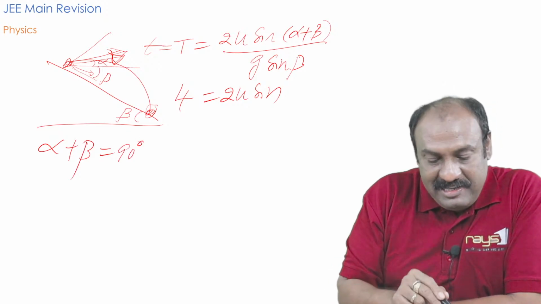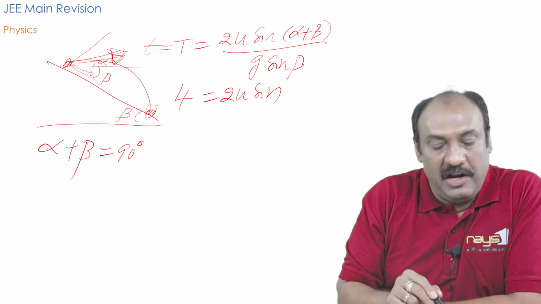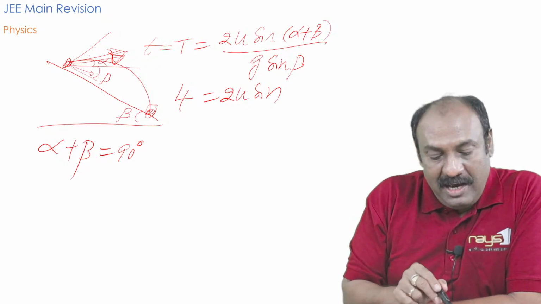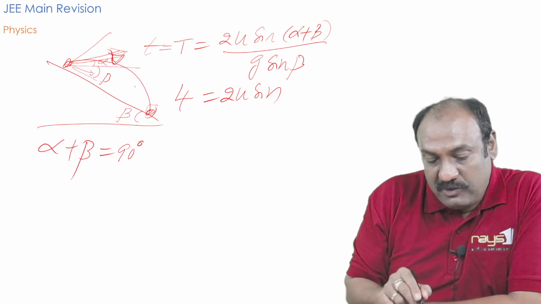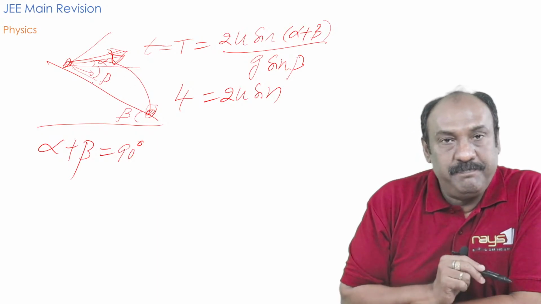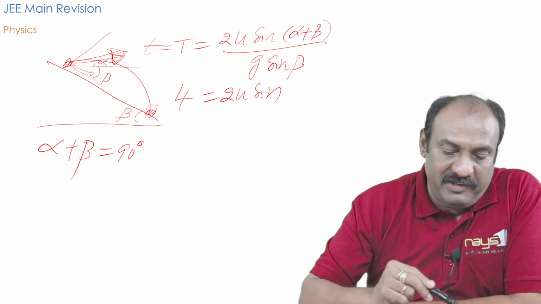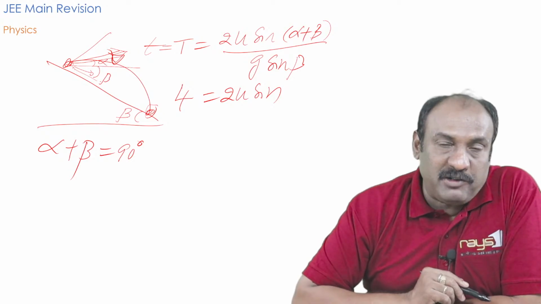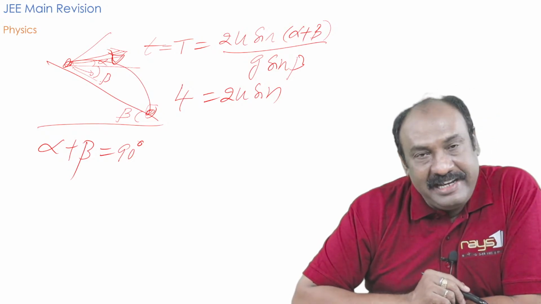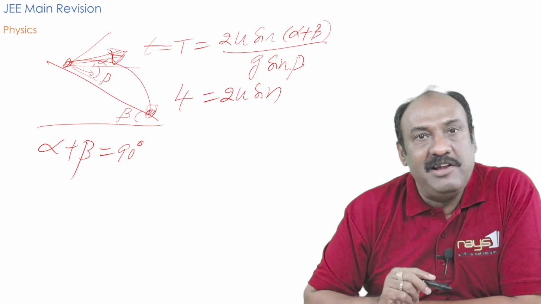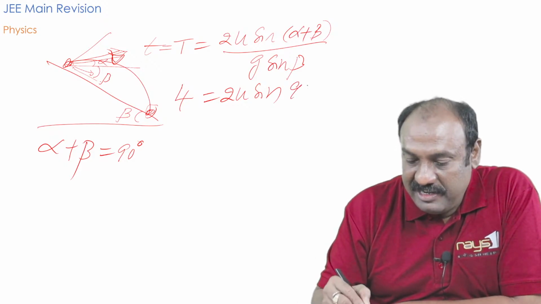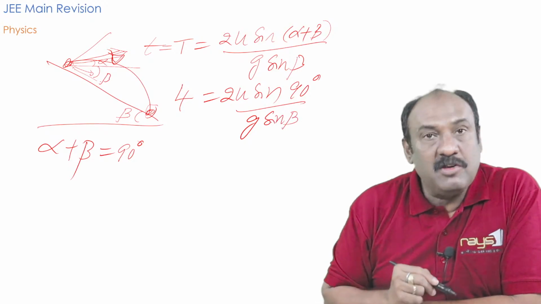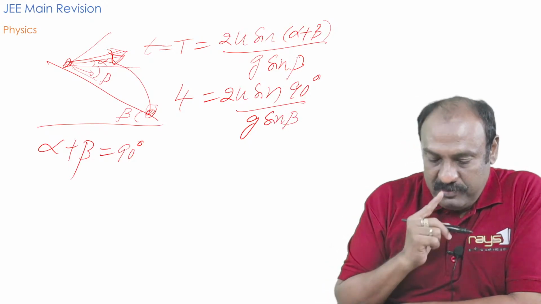For generalization, I considered that it is projected at an angle alpha with the horizontal and the angle of inclination is beta. So the angle of projection of this particle with respect to the inclined plane is alpha plus beta. But according to the given data, the first particle is projected normal to the inclined plane. So with respect to the inclined plane, the angle of projection is 90 degrees. That is, the alpha plus beta value is taken as 90 degrees. So it is sin 90 degrees by g into sin beta. So what do we want here? What do we want according to the given data?